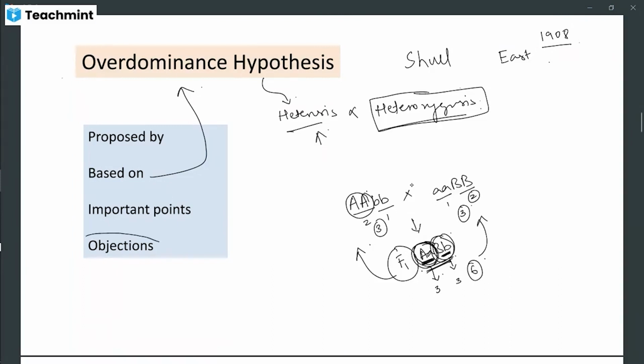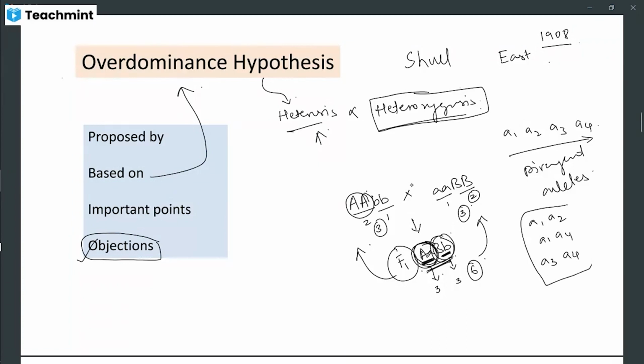And there were many objections to this overdominance hypothesis because it was not possible in all the cases, right? I also told you that if we have alleles like this, which we call divergent alleles, such as a1, a2 and a3, a4, or a1, a4. If we take these three examples, we can easily say that this will have more heterosis, because the more the divergence, the more the heterosis increases. And heterosis in the overdominance hypothesis is directly proportional to heterozygosity.